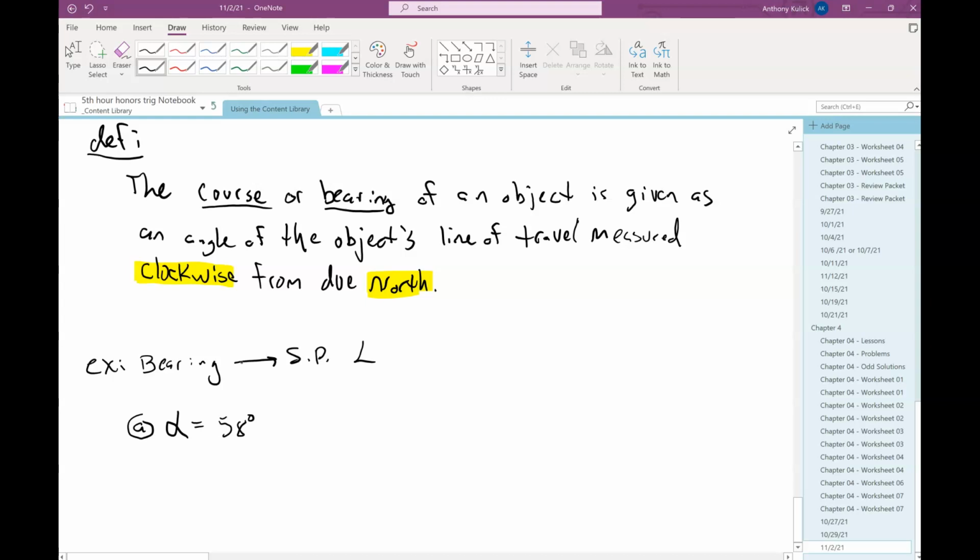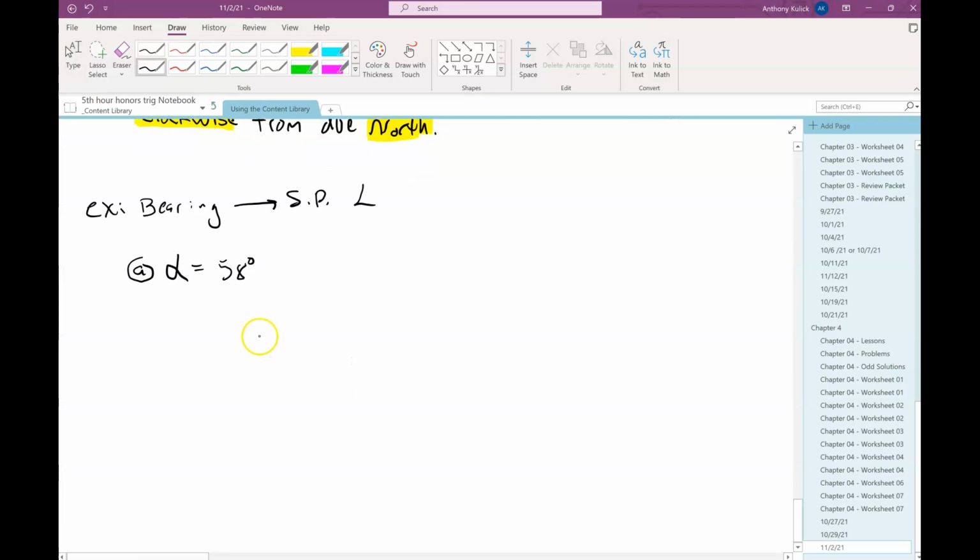So the first bearing that we're going to look at is given as alpha, and it's equal to 58 degrees. To do this, I'm just going to draw a picture. I'm going to label my compass rose here, north, east, south, west. Bearing says start at due north, and they go clockwise. So starting at north, I'm going to go clockwise 58 degrees. So that's my alpha. Everybody's okay with that idea?